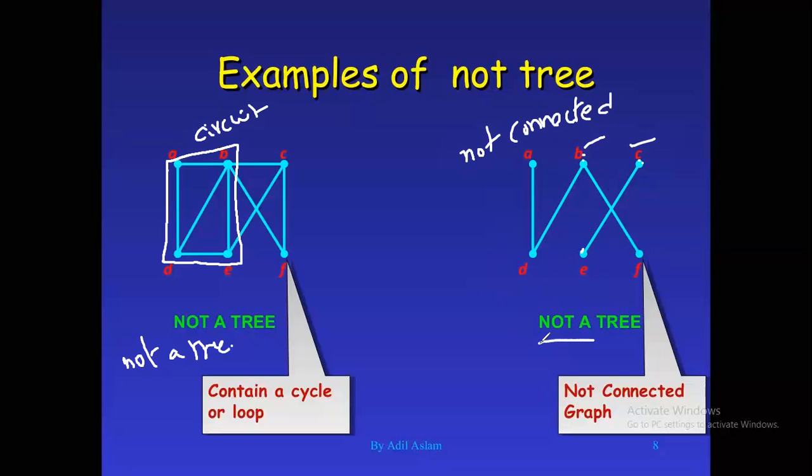Therefore, it is not a tree. So the first one has a circuit. So what is a tree? No circuits, but here a circuit is there, therefore it is not a tree.